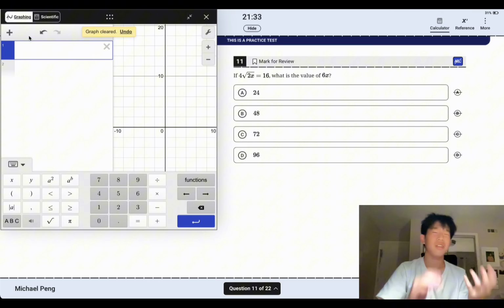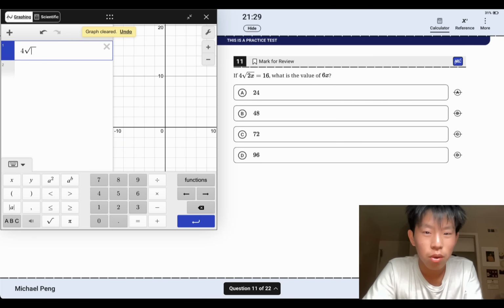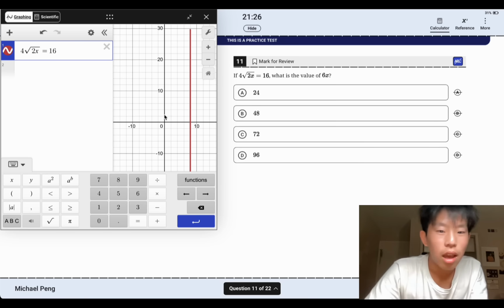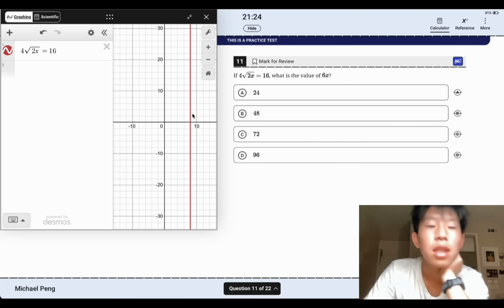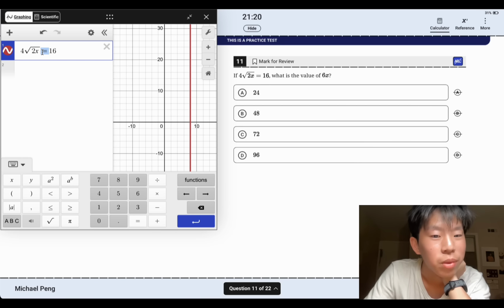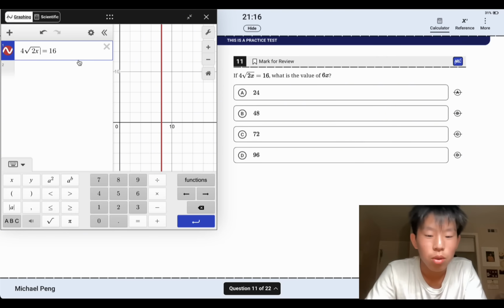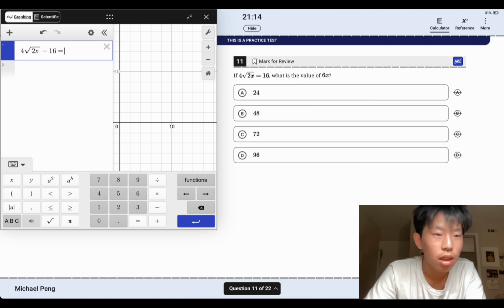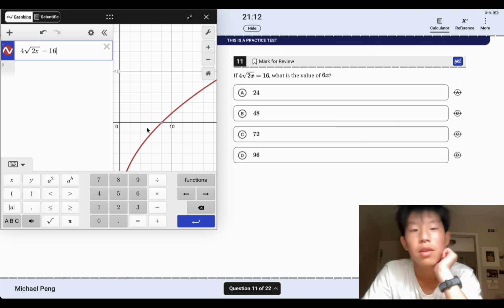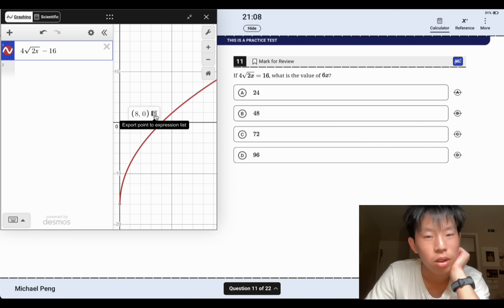What are we doing here, guys? 4 square root 2x equals 16. And our answer is... you see how the equal sign always makes our life so difficult? So you're going to want to remove the equal sign. So you're going to do minus 16 on both sides. And now you remove the equal sign, and now, boom, it gives us a nice little point. That is our answer. So it's going to be 8, 0.